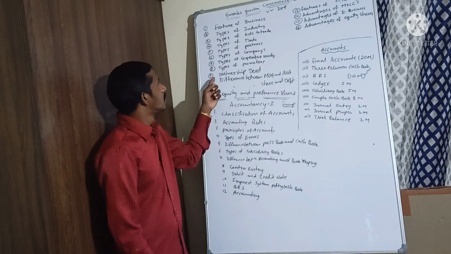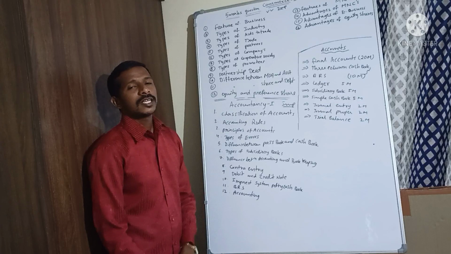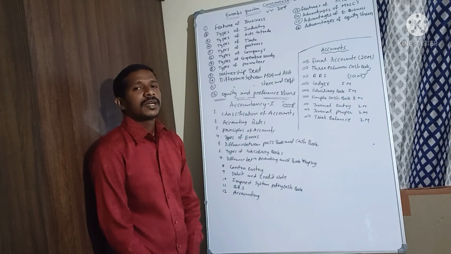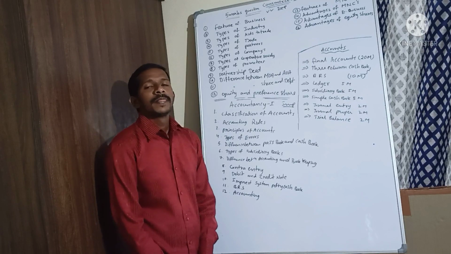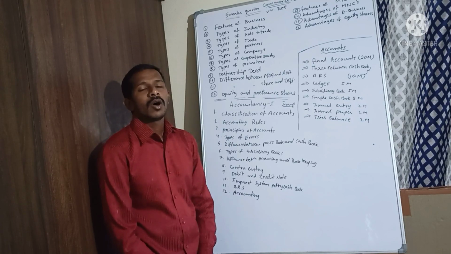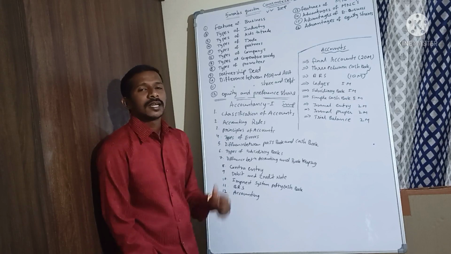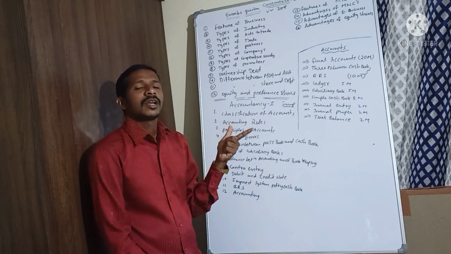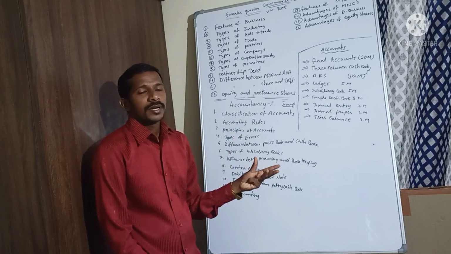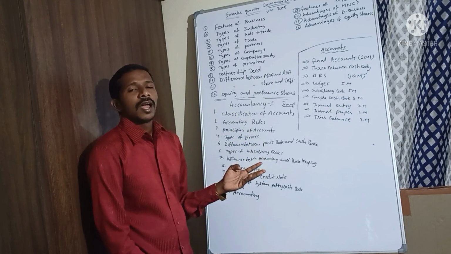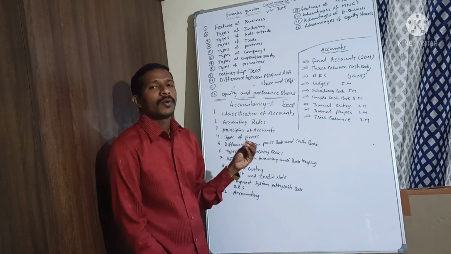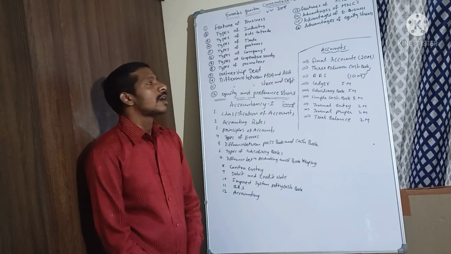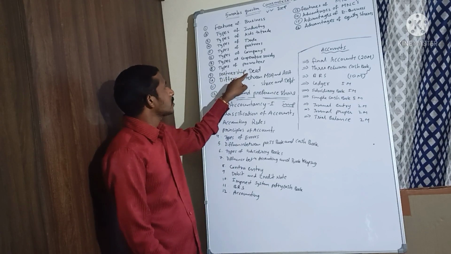Next, partnership deed. A partnership deed is a written agreement. It is a private document, not a public document, and it is signed by all the partners. It contains the partnership name, partnership duration, profit and loss sharing ratio, interest on capital, interest on drawings, and winding up of the partnership business. Everything is written in the partnership deed.